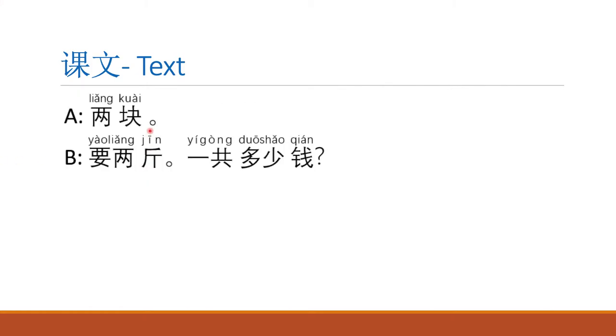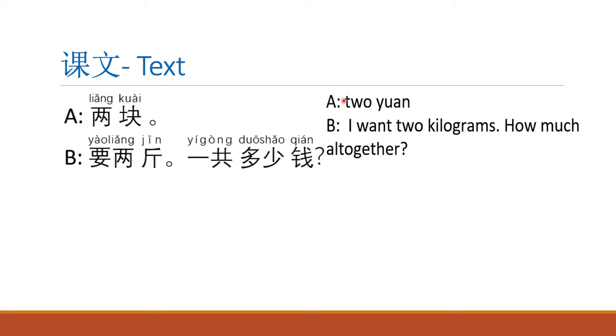Okay, next one. 两块, 两块, okay. 要两斤, 一共多少钱? Okay, what does this mean? 两, remember, we mean two in spoken Chinese. 两块, 要两斤, I want, 要, 两斤, 2 kilograms. 一共, which means all together, the total. 多少, how much? 钱, 多少钱, how much money? I want 2 kilograms. And how much all together? Okay, 一共多少钱?